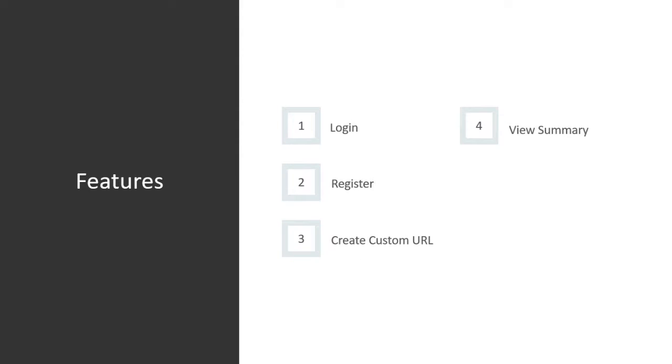Basically, a user can simply put in the long URL, and with just one click, the URL will be shortened. Some of the features of the website are that a user will be able to log in, register an account, create a custom URL, view a summary of the URL, and redirect the URL. And the last one is to detect malicious URLs.